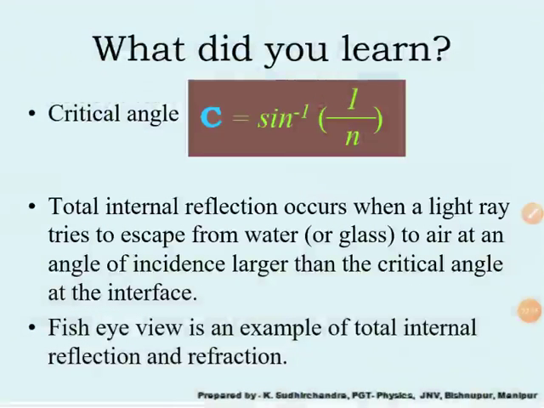Now what did you learn? The critical angle, as I have just told you the expression, is C equal to sine inverse of 1 by n. Total internal reflection occurs when a light ray tries to escape from a denser medium like water or glass to a rarer medium like air at an angle greater than the critical angle at the interface. Fish eye view is an example of total internal reflection and refraction.